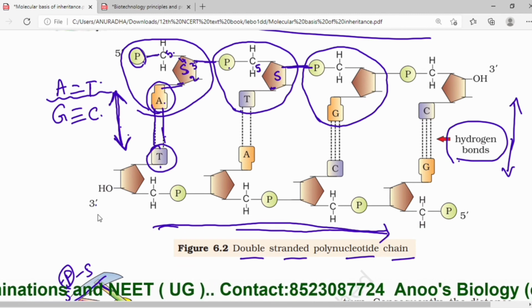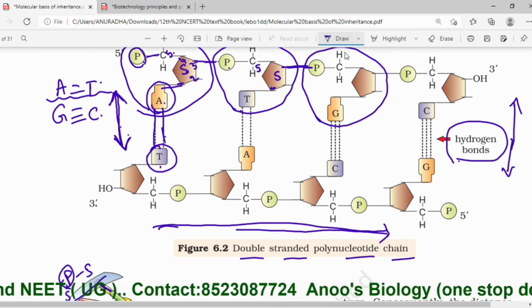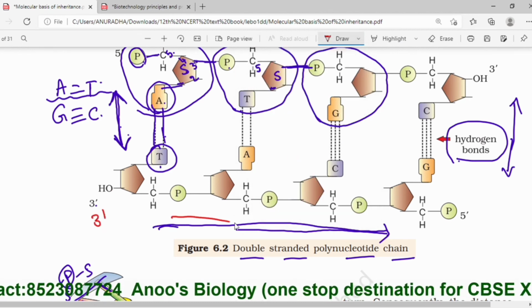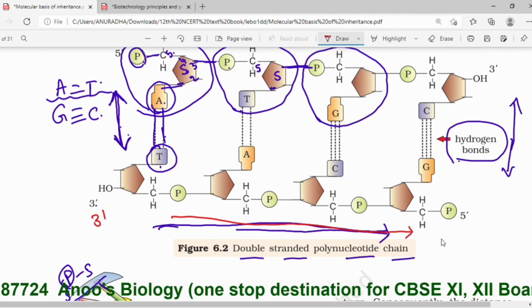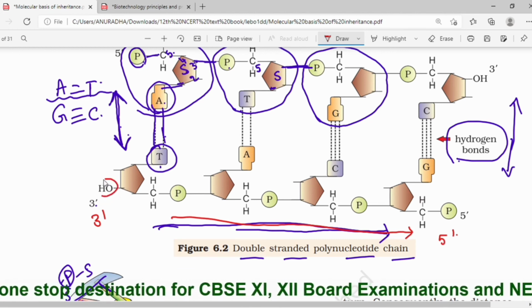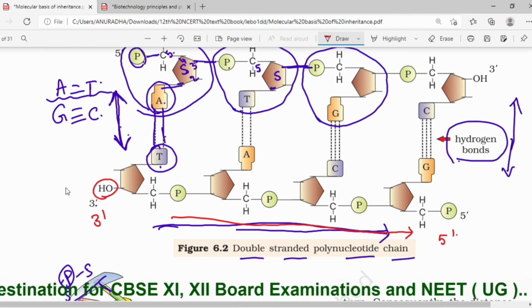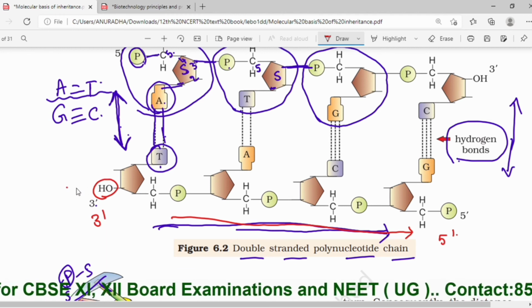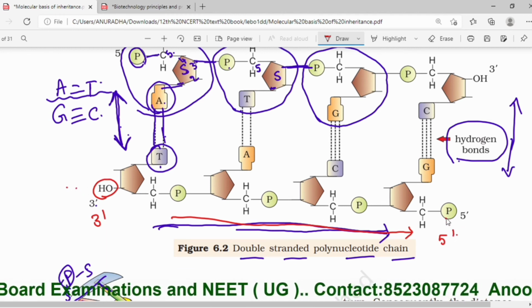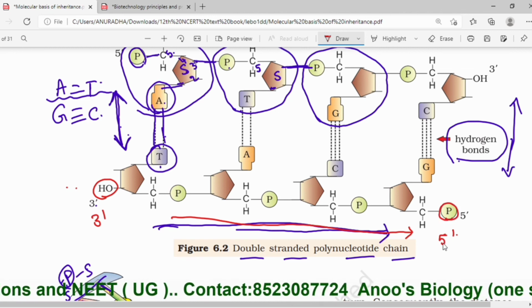The polarity of this strand is 3' to 5'. So, a 3' to 5' strand. Why is it called 3' to 5'? Because at this end, the hydroxyl group is free. It is ready to join with the next nucleotide that comes downwards. And at this end, the phosphate group is free. So it is the 5' end.